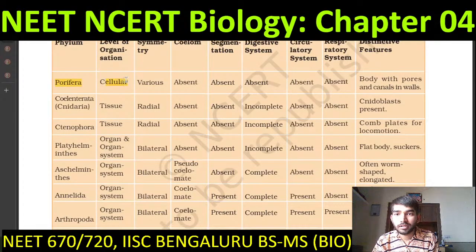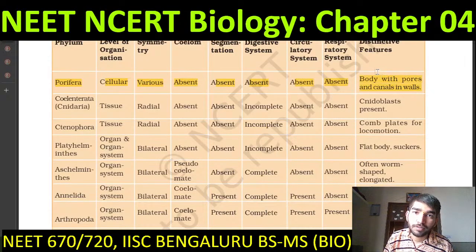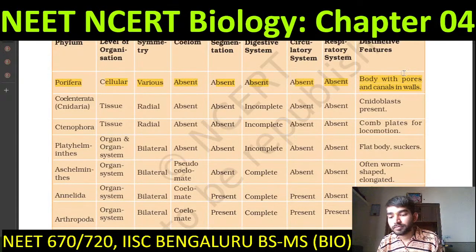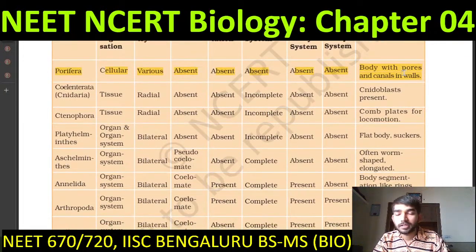Porifera, cellular level of organization, symmetry can be various, although it's a lack of symmetry. Here they have written various. Coelom is absent, segmentation absent, digestive system absent, circulatory system absent, respiratory, all the systems absent. Only there are these canals of water which help in bringing in the nutrients and respiratory gases like oxygen and other things that are required for its survival.